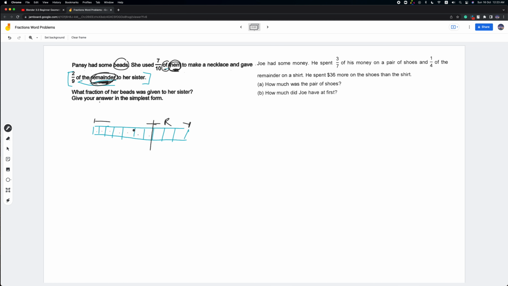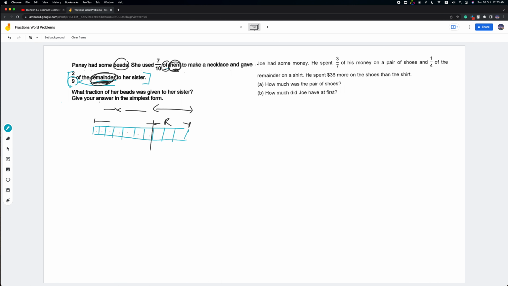Now we're going to focus on the remainder. That means we're going to focus only on this area here. We're not going to care about this area now. So we're going to focus on here. Now, the next part is crucial. You have to understand this carefully and clearly.